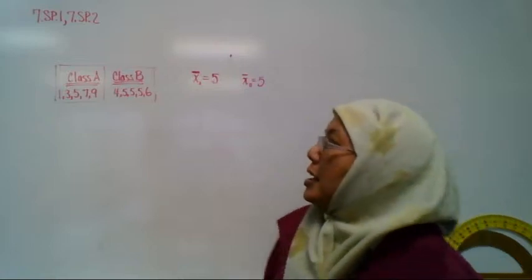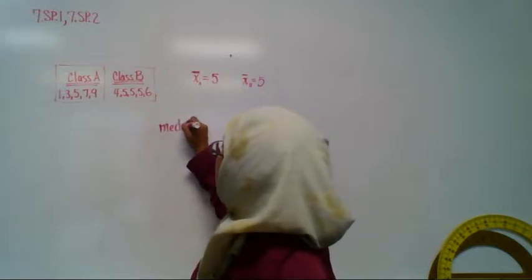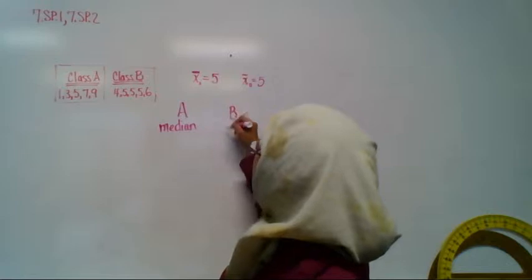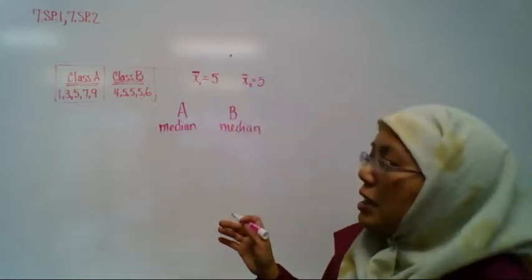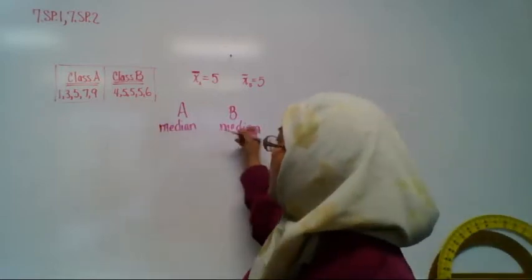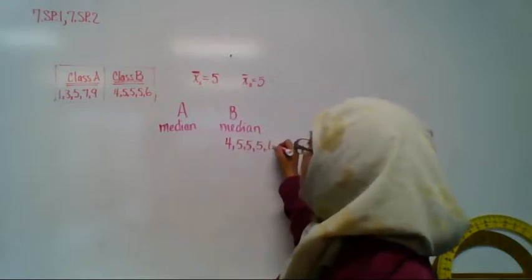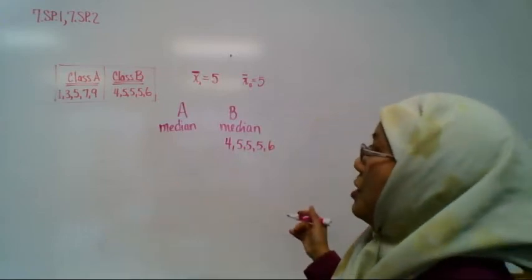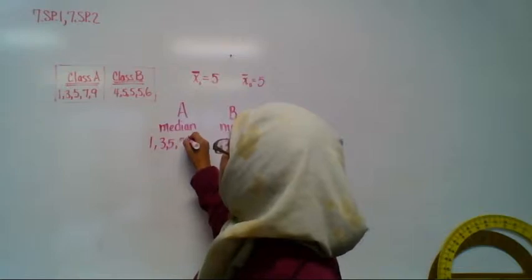Hence, we're going to look at median. So median. The median for class A and the median for class B. The median is just when you line up everything in order. So already you have the data in numerical order, right? 4, 5, 5, 5, 6 is in order. If I gave them to you mixed up, you'd have to put them in order for you to make this work. And then same thing here, 1, 3, 5, 7, 9.